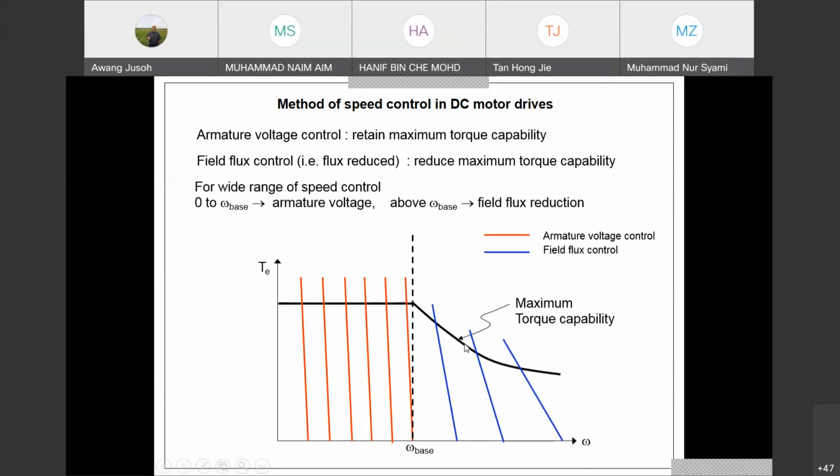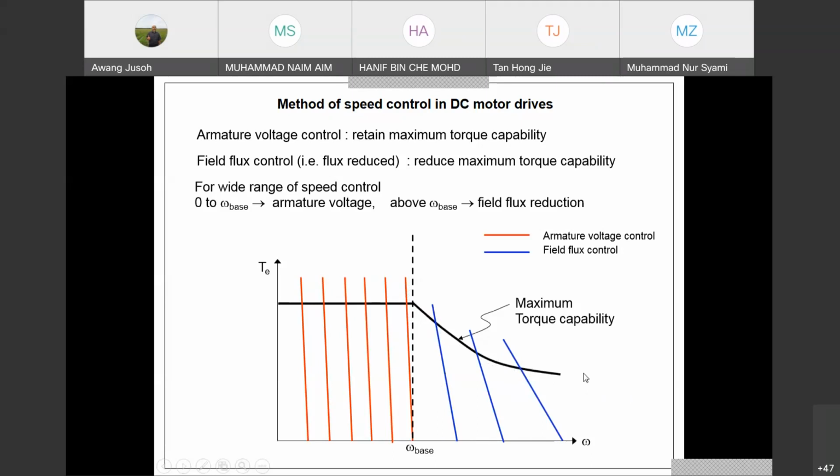Decrease the flux. You need to decrease the flux. So now you got this line. When you decrease the flux, the first flux, higher flux, you get speed here. You reduce more flux, you get speed here. You reduce more flux, you get this speed here. So the lower the flux, the higher the speed. But what happens to the torque? The torque will decay. The higher the speed, the lower the torque. Like that.